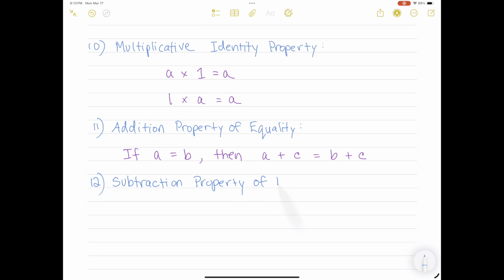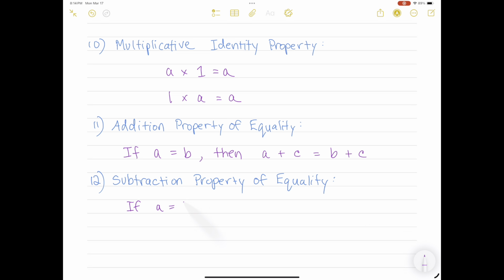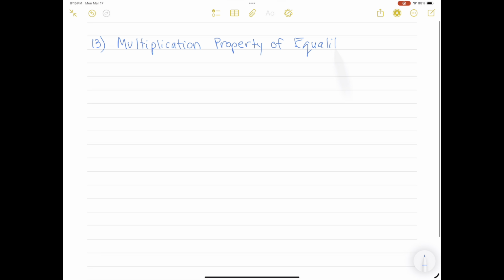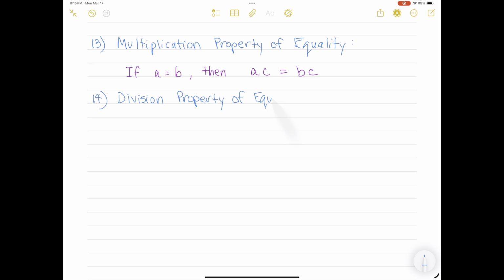Number 12, subtraction property of equality. If A equals B, then A minus C equals B minus C. Number 13, multiplication property of equality. If A equals B, then A times C equals B times C. Number 14, division property of equality. If A equals B and C does not equal 0, then A divided by C equals B divided by C.